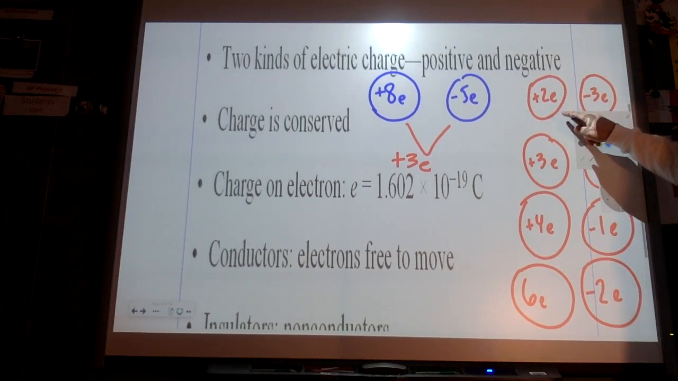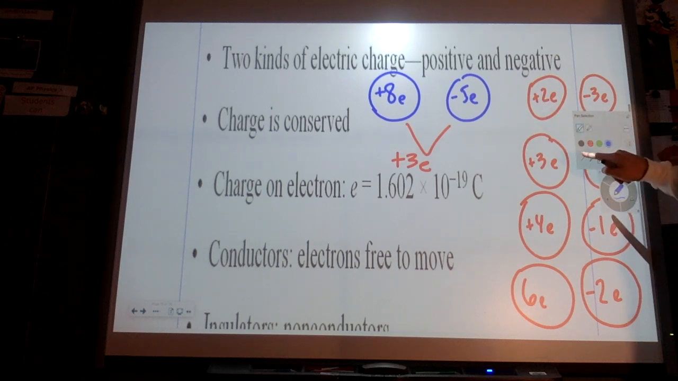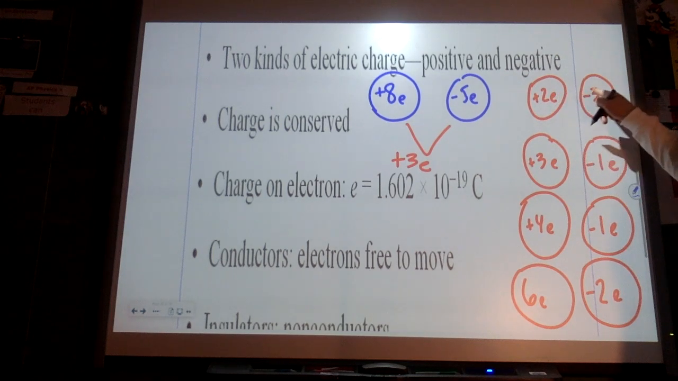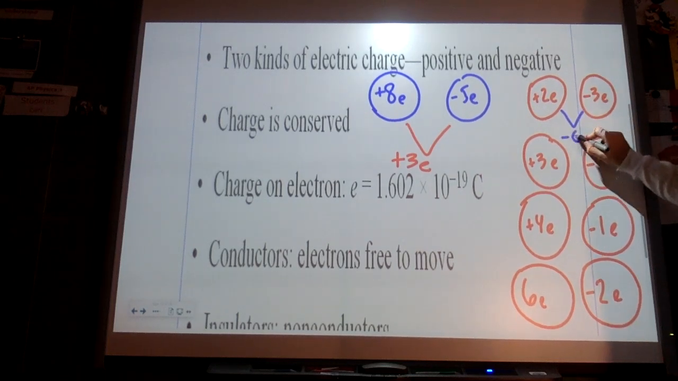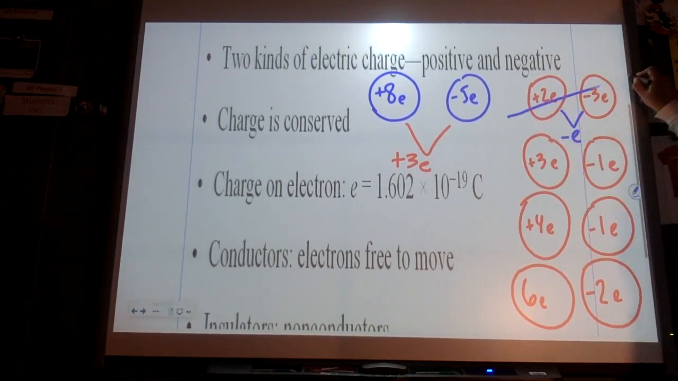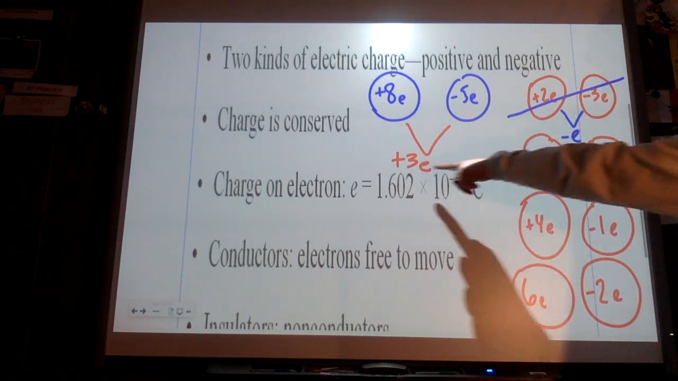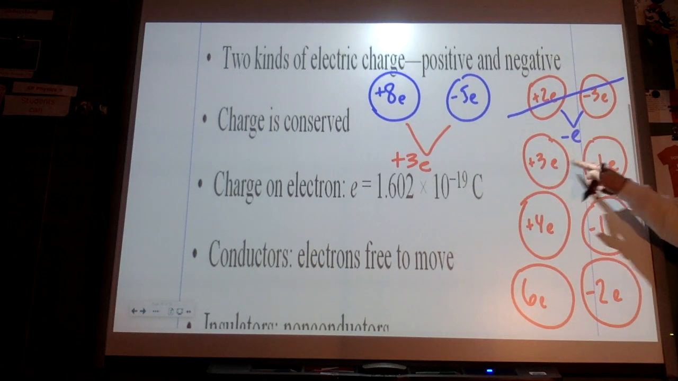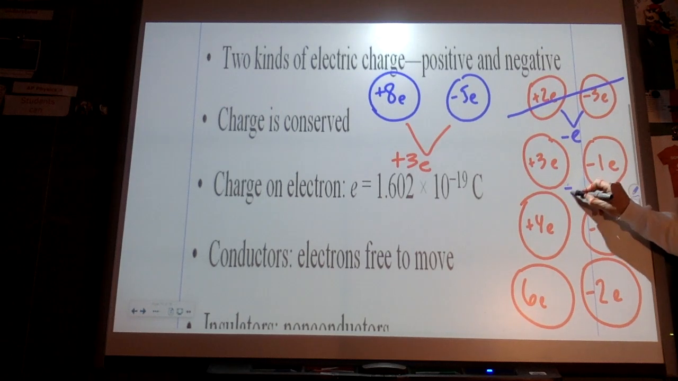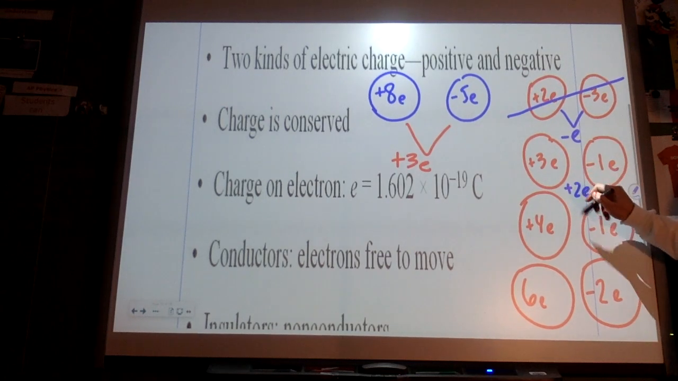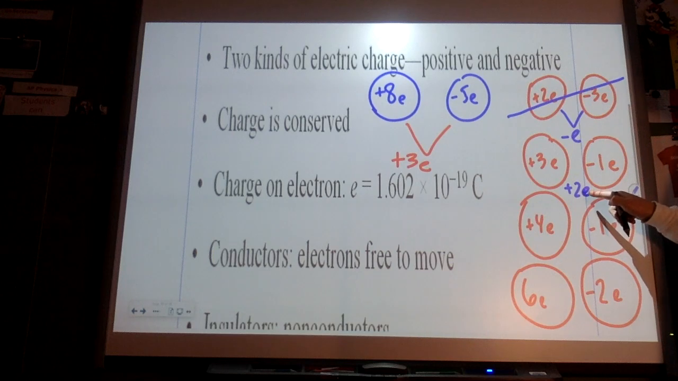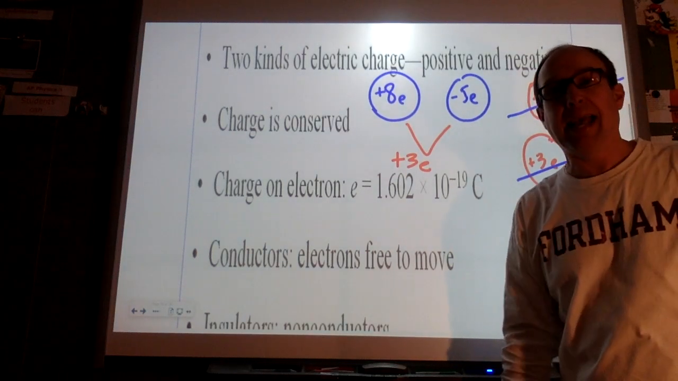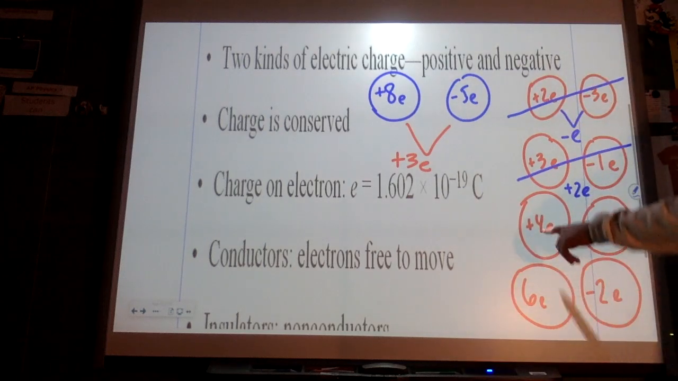So my first one here, does this match up? Did I conserve my charge? Well, I have plus 2e and minus 3e. That's a negative e. That's not possible. I lost 4 charges there. Here I have a plus 3e and a negative 1e. I have a plus 2e. I had a plus 3e, now I have a plus 2e. This isn't possible. I lost a charge somewhere. It has to be conserved.